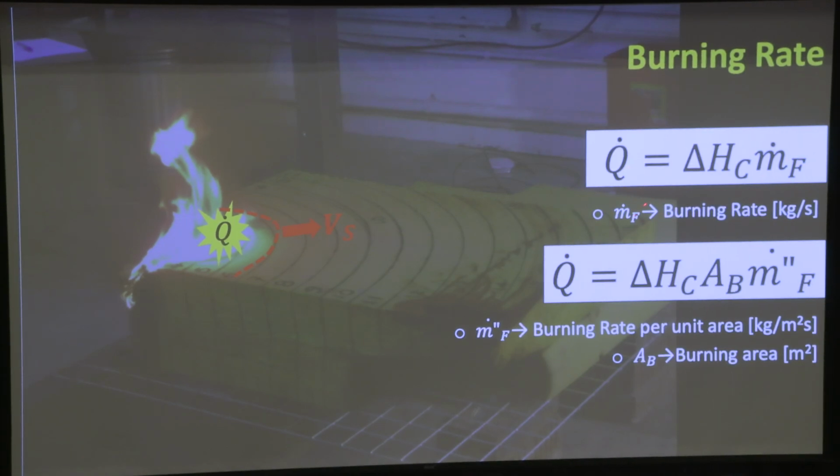So m-dot_F is the burning rate, the rate at which you produce fuel. So the rate at which this solid gets gasified and produces fuel to create the heat release rate.